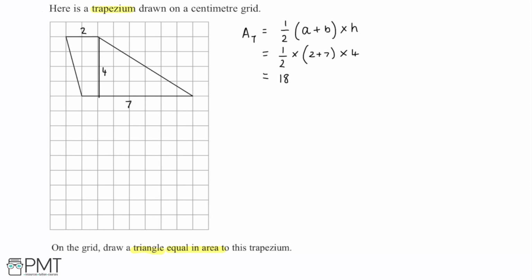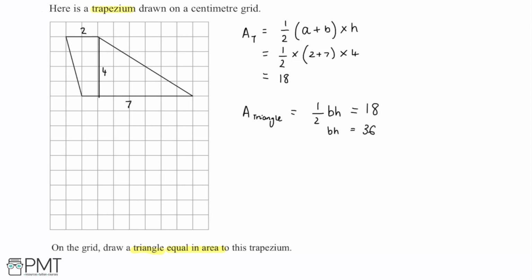And if we know the formula for the area of a triangle, it's just going to be a half multiplied by the base multiplied by the height. And we know that the area has to be equal to 18. We can multiply both sides by 2. So we know that the base times the height is equal to 36.